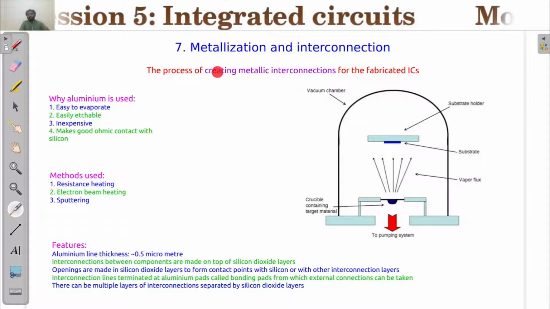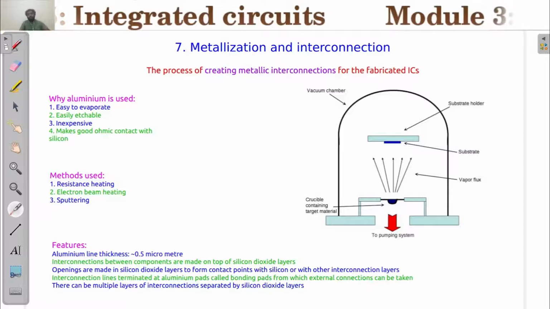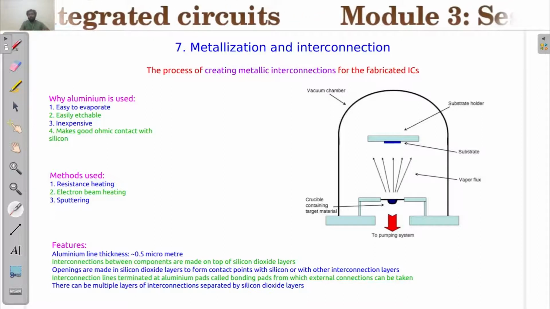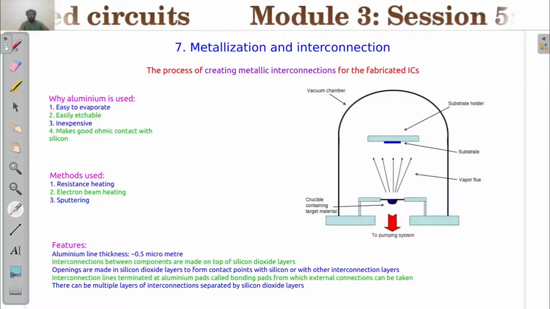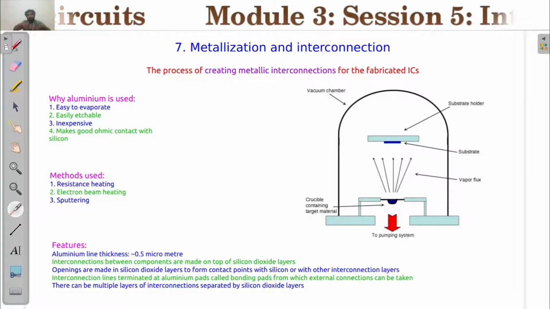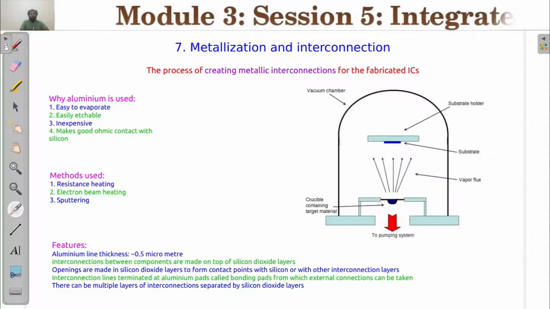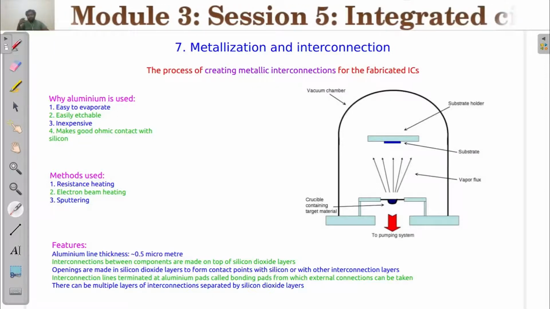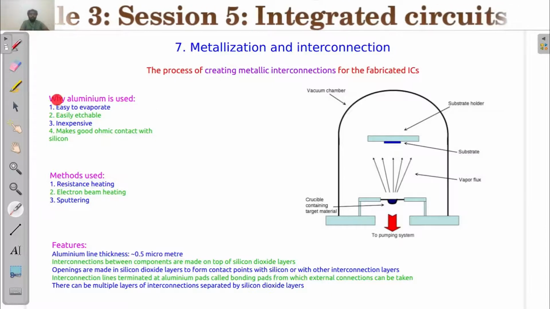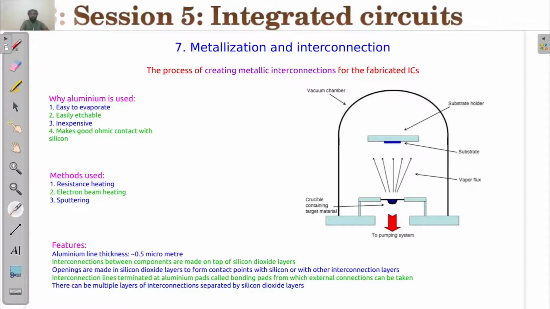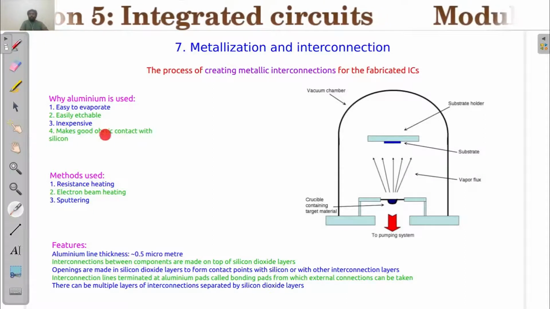This is the process of creating metallic interconnections for the fabricated ICs. So we have done fabrication with the ICs, and now what is left is to make interconnections or connections between components, as well as connections between the outside world and the IC chip. For that purpose, we will be using a metal like aluminum for silicon. That is because aluminum is easy to evaporate, it is easily etchable, it is inexpensive, and it makes a good ohmic contact with the silicon.